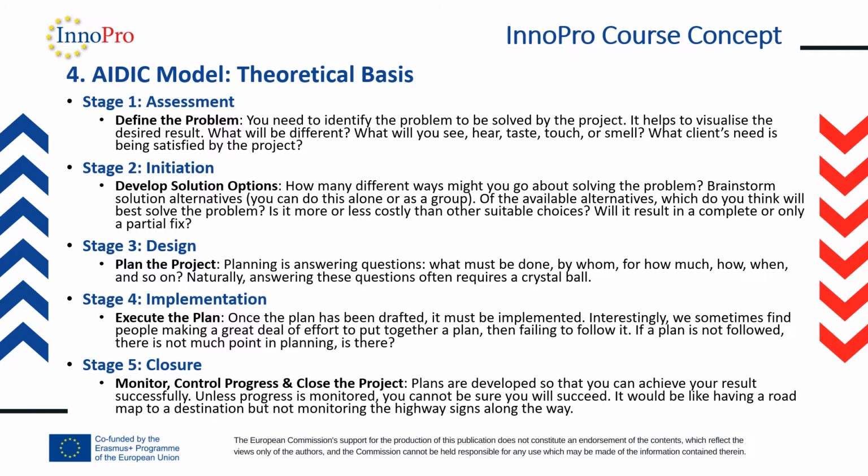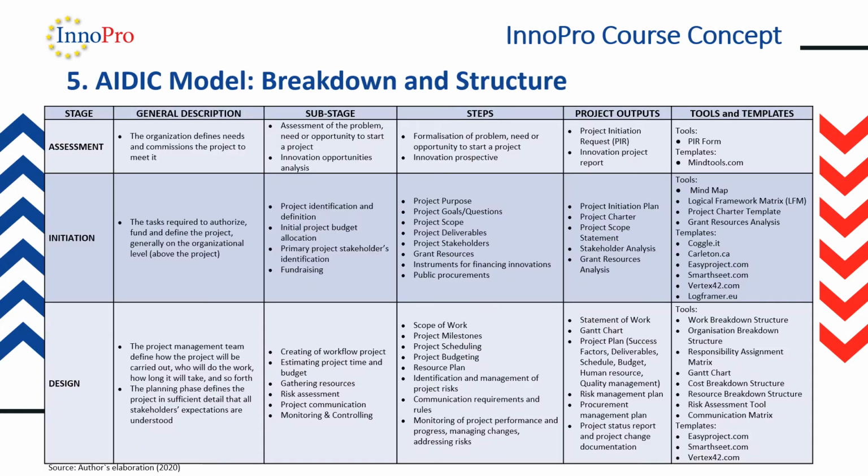A very important stage of the AIDIC model is the design stage, where we plan all the workflow of our project. We are trying to answer all the main project questions. It means what must be done in our project, by whom, for whom, how much, and when, and so on. The implementation phase that follows after the design stage is generally about executing the project plan, and finally the closure stage is a complex of processes that cover monitoring, controlling of progress, and of course physical and financial closing of the project.